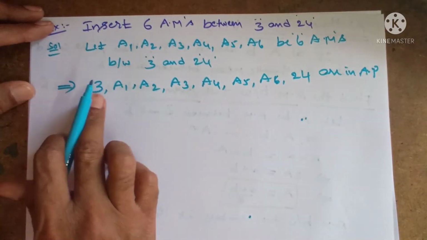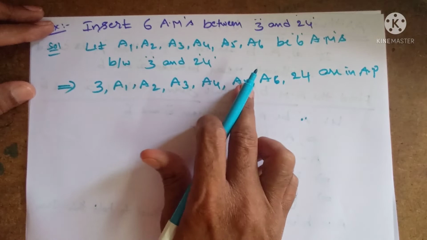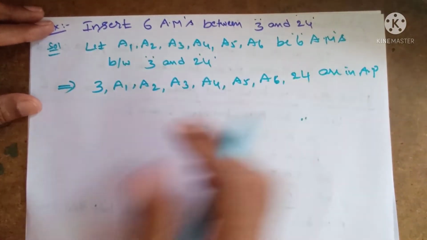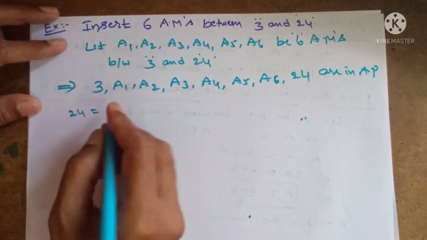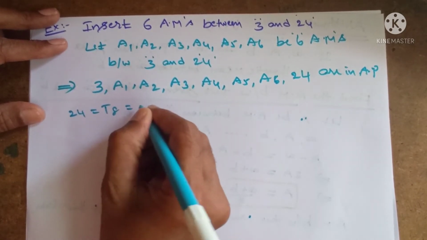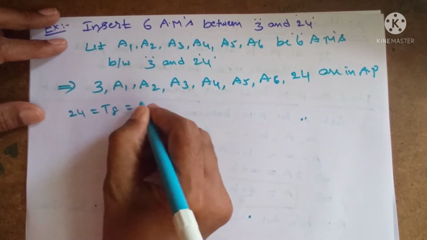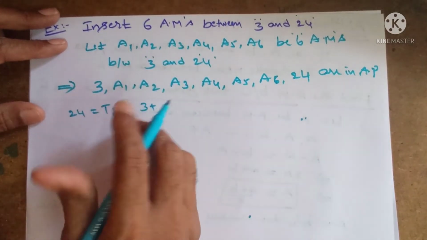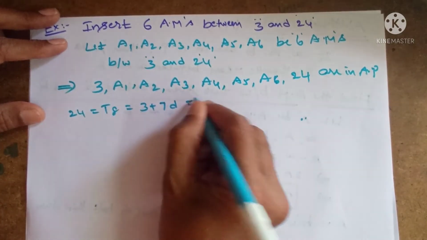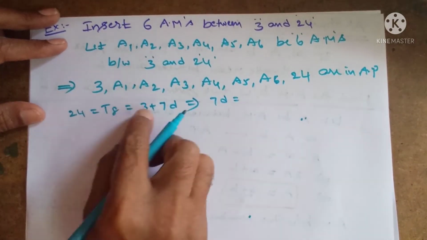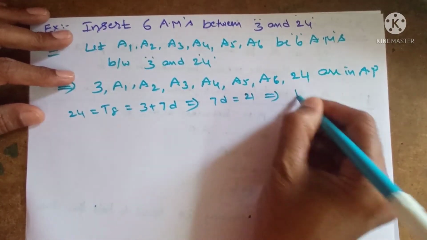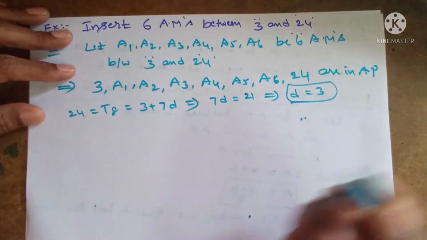Now this is first term, second term, third term, fourth term, fifth term, sixth term, seventh term, eighth term. That means this is T8. T8 is how much? 24. 24 is equal to T8. T8 means a plus n minus 1 into d. a means first term, 3 plus n minus 1, n minus 1 means 8 minus 1, 7d. That implies 7d is equal to 24 minus 3, this is 21. That implies d is equal to 3.